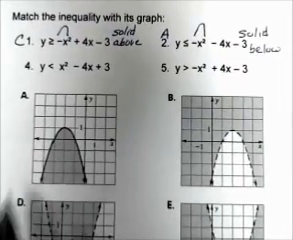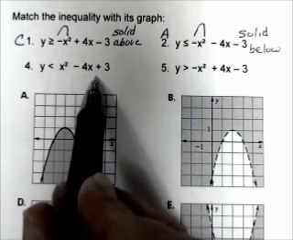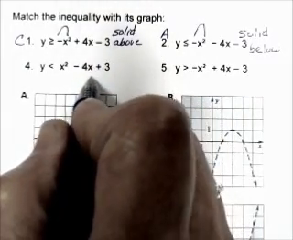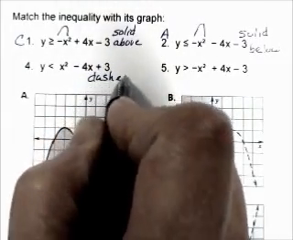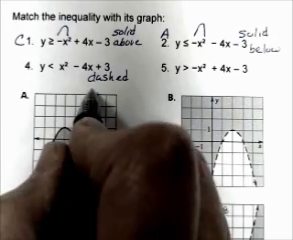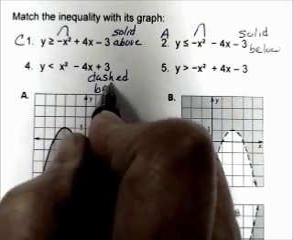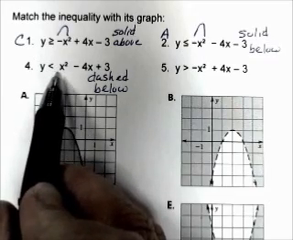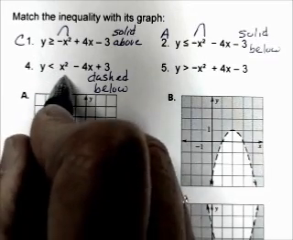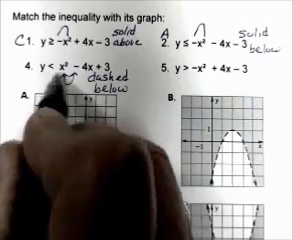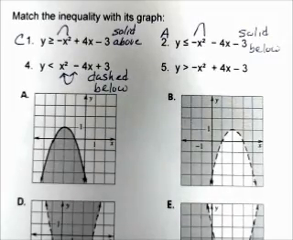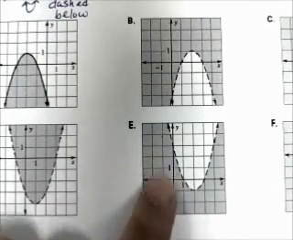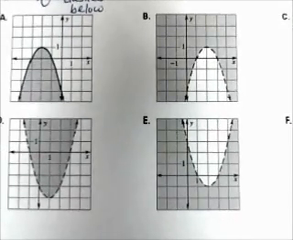Number 4, y is less than x squared minus 4x plus 3. The less than means we're going to have a dashed line or curve, and the shading would be below our curve. And the parabola, we have a positive coefficient, so it would be concave up. So dashed, concave up with shading below is what we're looking for. That's E.